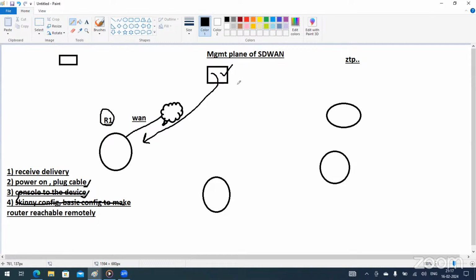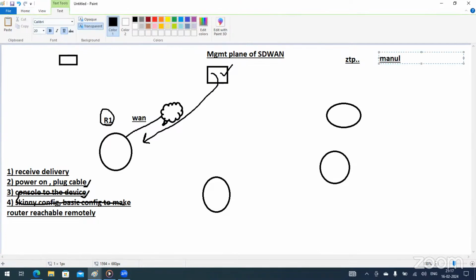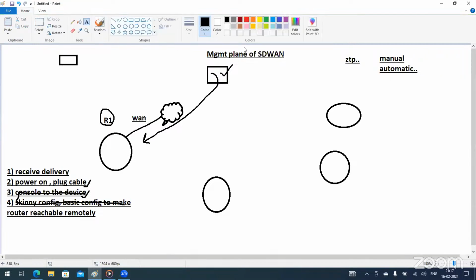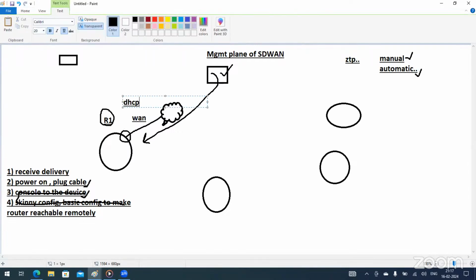Automatic provisioning. There are two ways in SD-WAN, manual or automatic. With manual, we need to console to the device and push the basic configuration. With the automatic way, we just need to connect the WAN cable. Here we expect the IP address via DHCP because we are not doing any IP address configuration. We are not even doing any configuration on the router. So we are expecting the IP address via DHCP from the ISP.